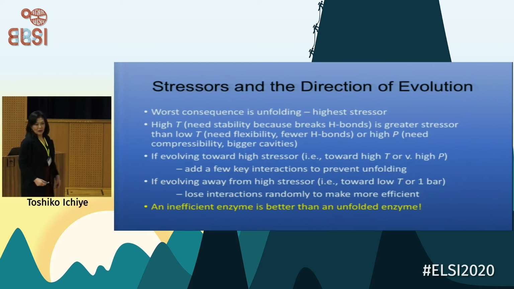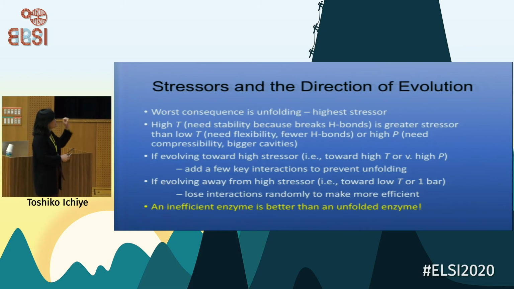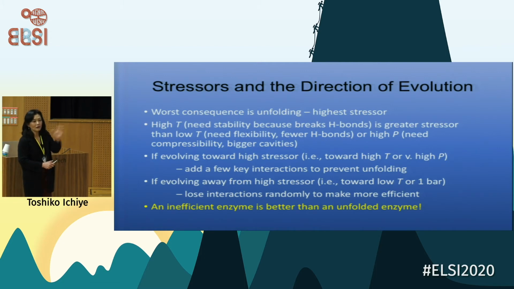Maybe this becomes slow growing, which seems to happen in the cold. So high temperature is, I think, a greater stressor, because you have to worry about breaking hydrogen bonds. So it's a greater stressor than either low temperature or high pressure, because this is dealing with unfolding the protein. Low temperature or high pressure, until you get into the really high pressures, just make more inefficient enzymes.